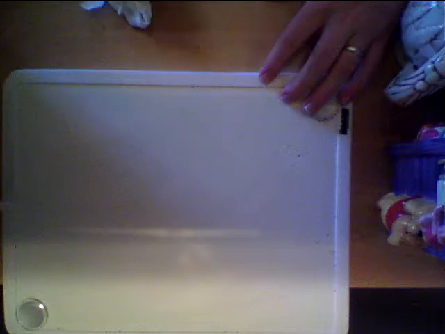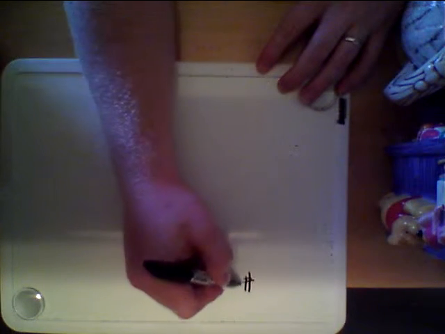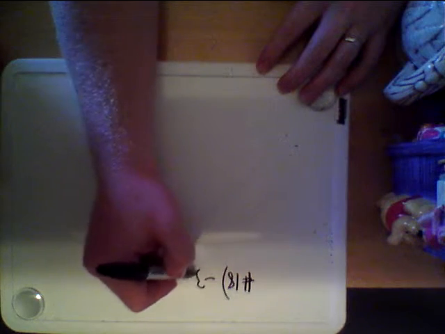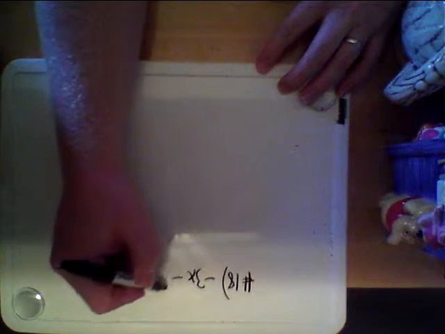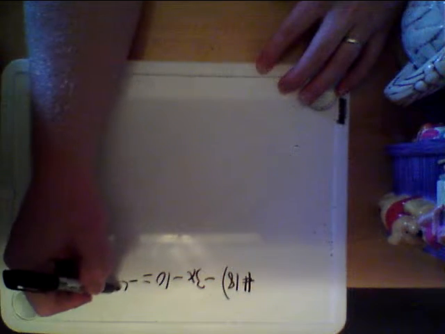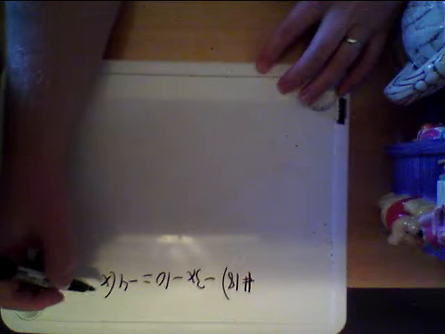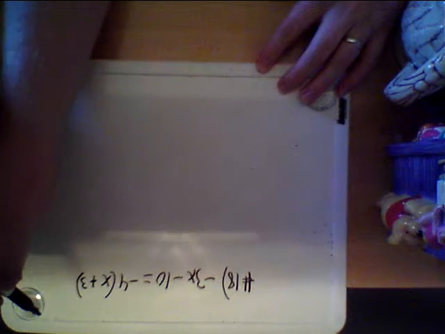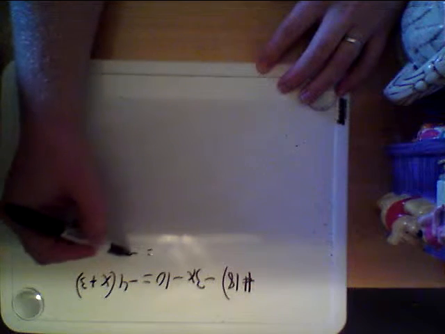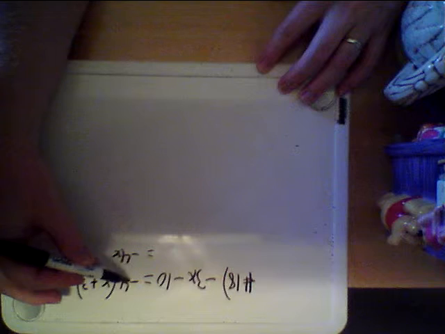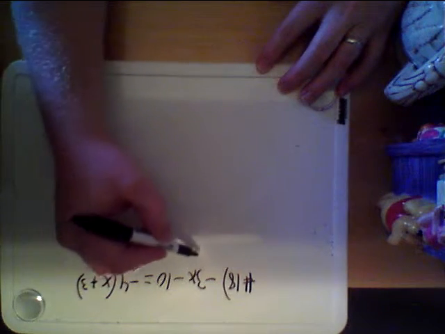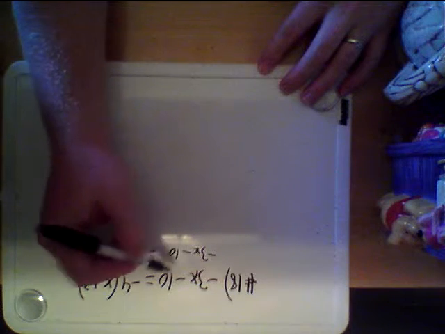All right, number 18. Negative 3x minus 10 equals negative 4 times x plus 3. Okay, let's distribute this. We get negative 4x. Negative 4 times positive 3 is going to be negative 12. And we have negative 3x minus 10 over here.